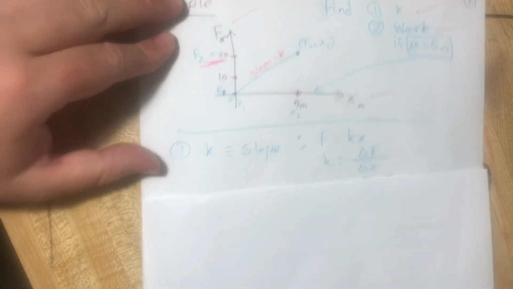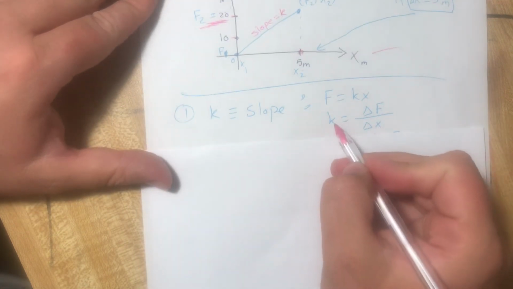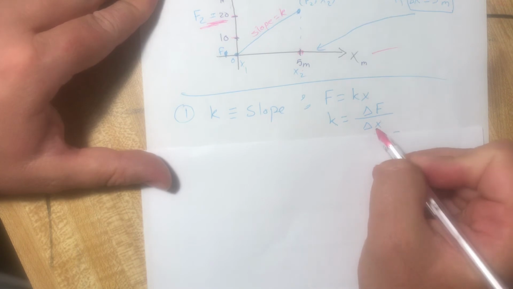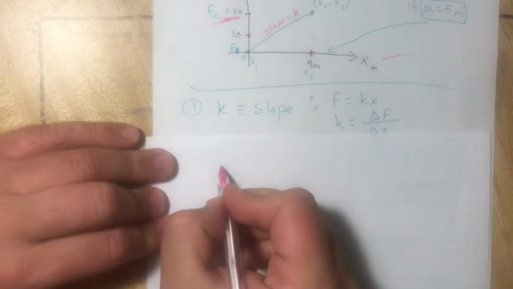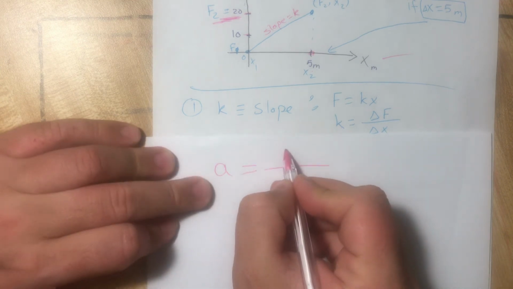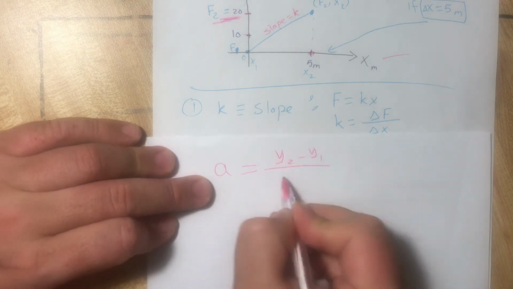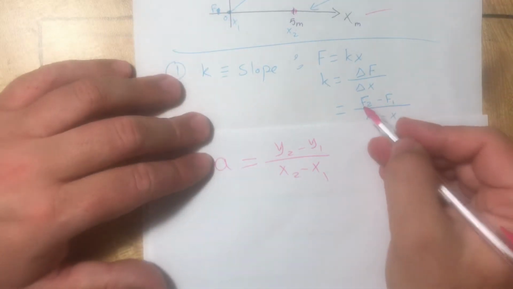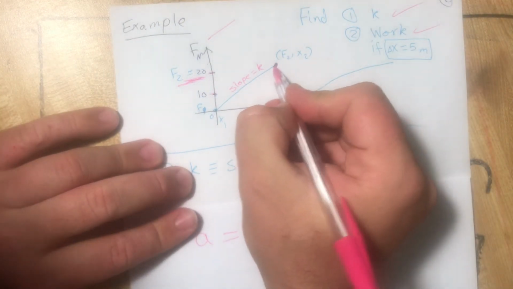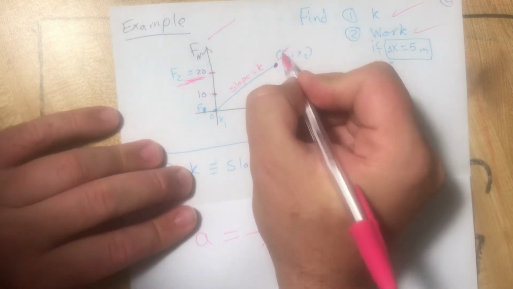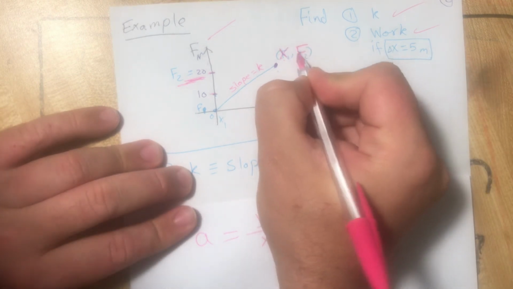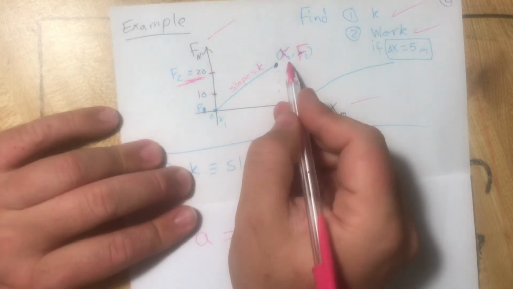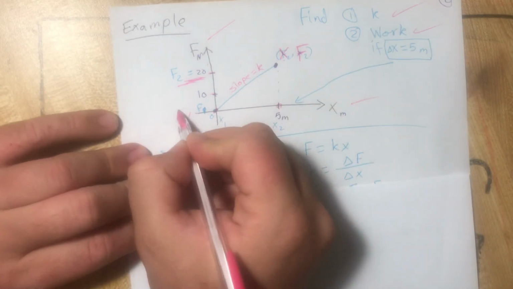Okay, k is equal to the slope. We have the function Kx. So the slope k is equal to delta F over delta x. Remember that the slope a is equal to y2 minus y1 over x2 minus x1, which is delta y over delta x, so F2 minus F1 over x2 minus x1. I need to pick this point as x2 and F2, and this point as x1 and F1.